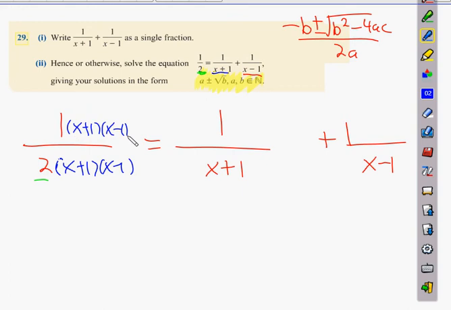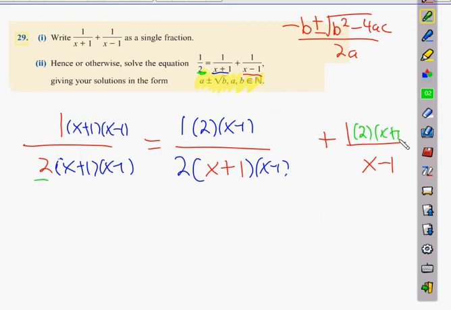Okay? What about the middle one? I have to put a 2 and what else? A 2 and an x minus 1. So that's bracket 2, bracket x minus 1. And then on the last one, a 2 and an x plus 1. And once again on the bottom, 2 and x plus 1. What have I effectively done to all the bottoms?